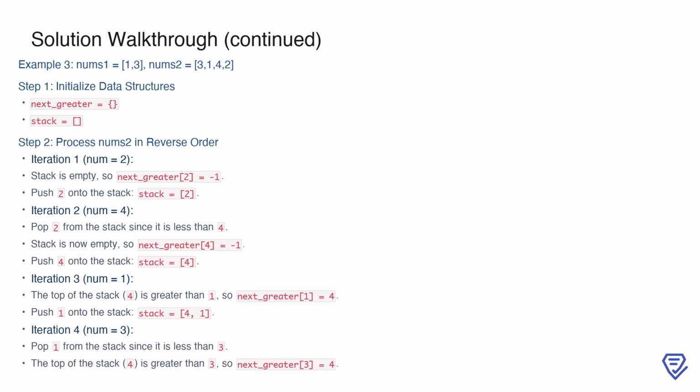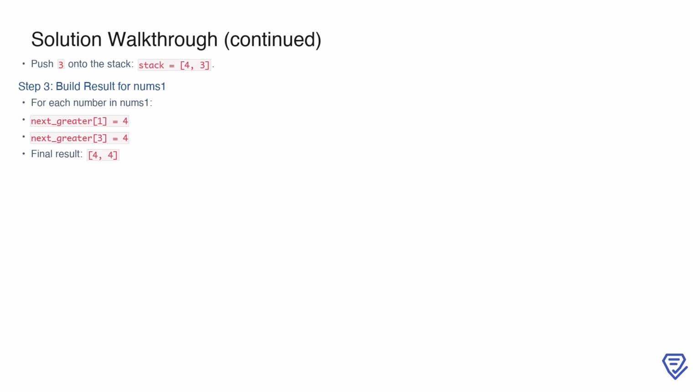We first pop 1 from the stack because it is less than 3. The next top of the stack is 4, which is greater than 3, so we set next_greater[3] to 4. After determining the next greater element for 3, we push it onto the stack, resulting in stack equals 4, 3.